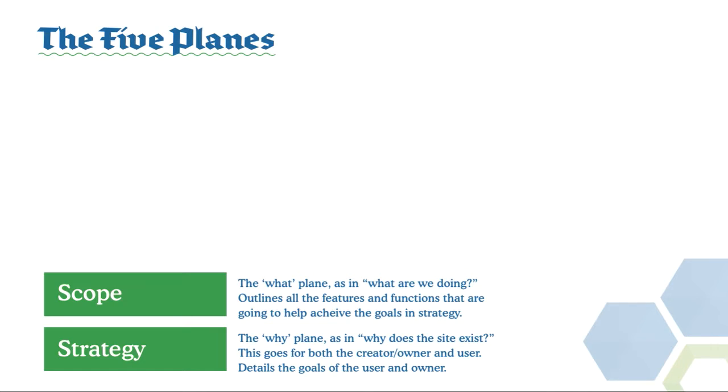So the next plane is the scope plane, as in the what plane, or what are we doing? This outlines all the features and functions that are going to help achieve those goals that we outlined in the strategy. So a lot of times this can be requirements and specs, which we'll talk about in the next little video. But really this is a good question to ask, what can we realistically do? Because this will set good, attainable expectations that everybody can buy into.